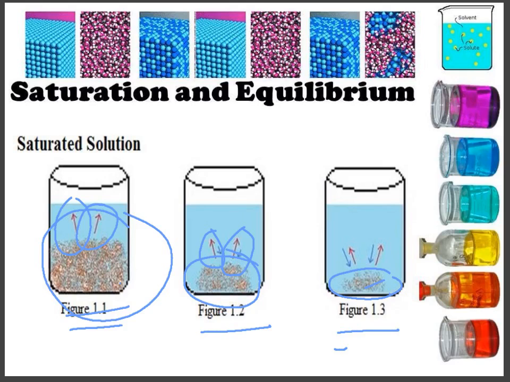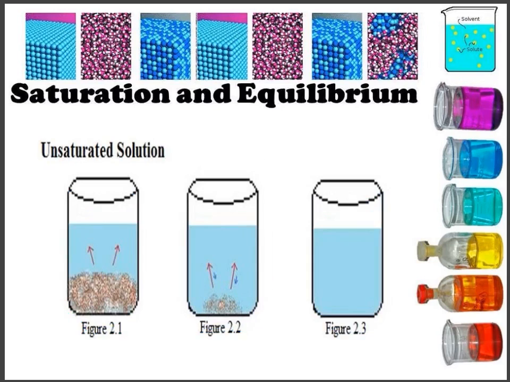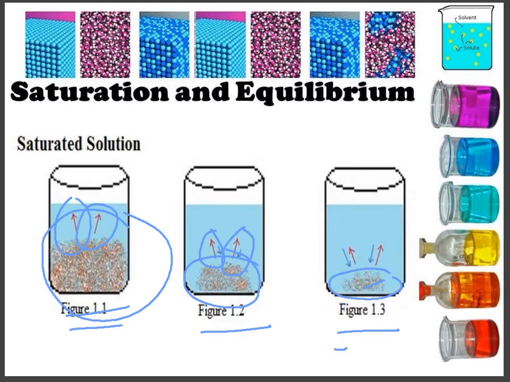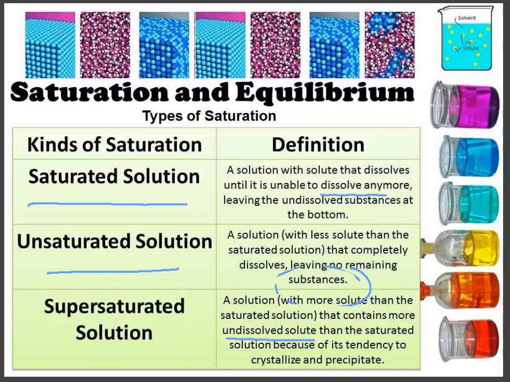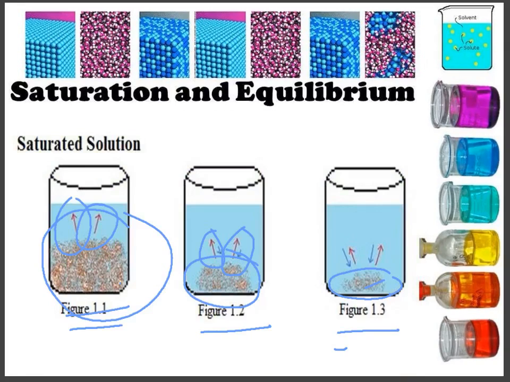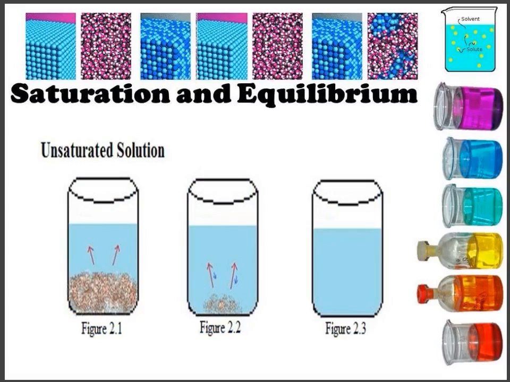Okay, so that's for the case of saturated solution. An unsaturated solution, on the other hand, is a type of solution as earlier mentioned. Okay, so it is a solution with less solute than that of a saturated solution. So we go back. In this figure, we are illustrating an example of an unsaturated solution.